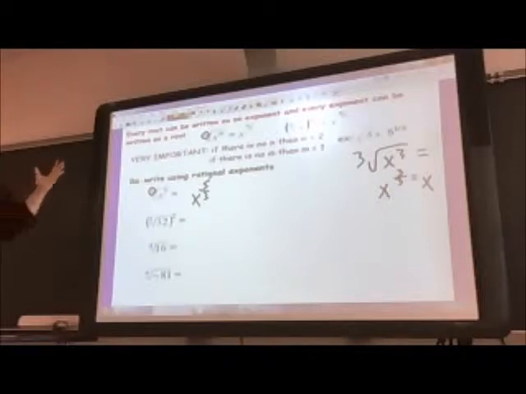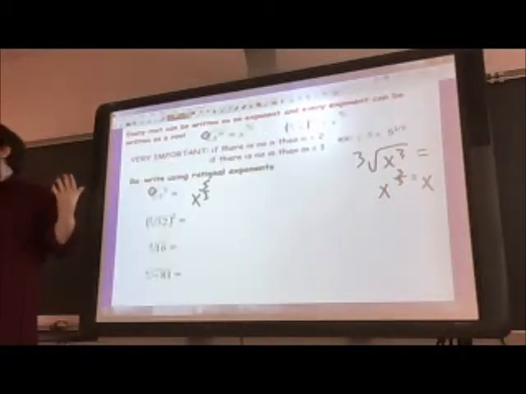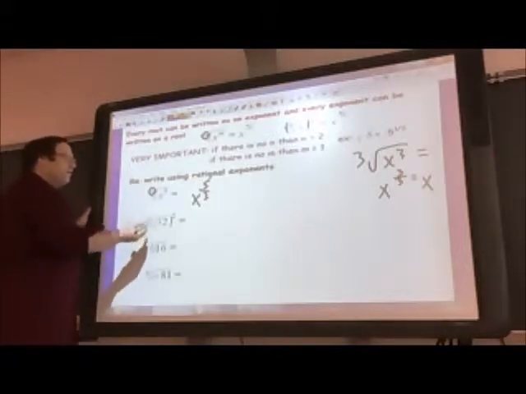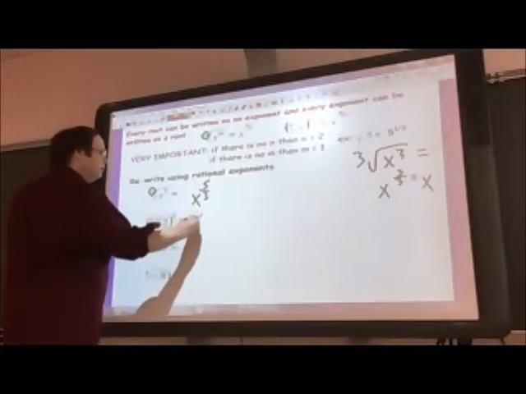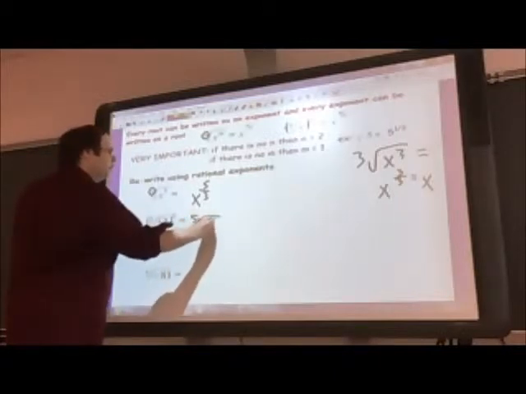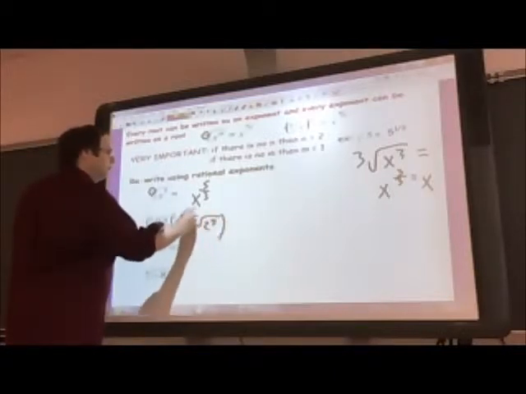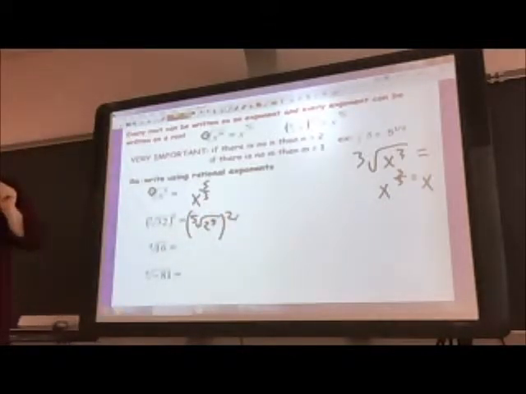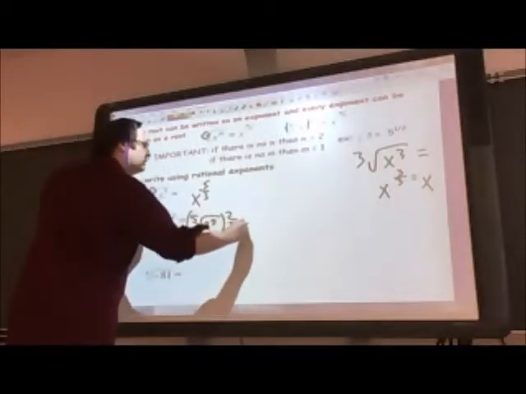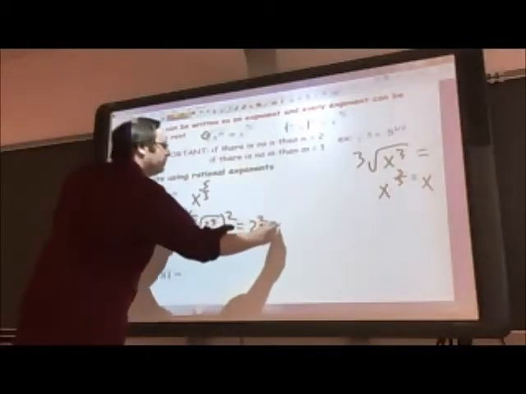Now, in some cases, we can simplify the root a little bit. For example, I'm going to show you here. 5th root of 32. Well, that's the same as the 5th root of 2 to the 5th power squared. What's the 5th root of 2 to the 5th power? 2. So this is the same as 2 squared, which will equal 4.